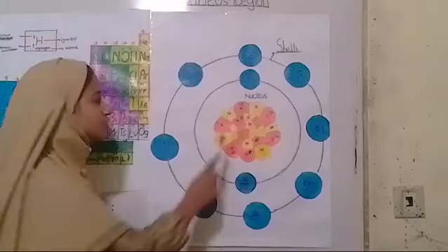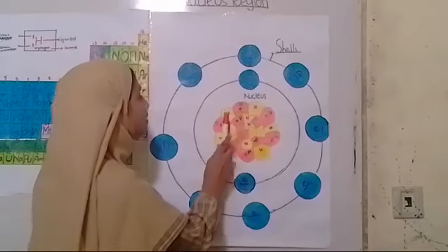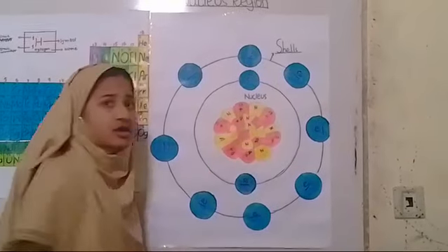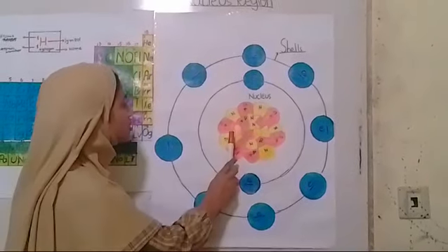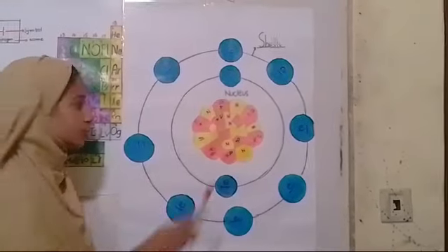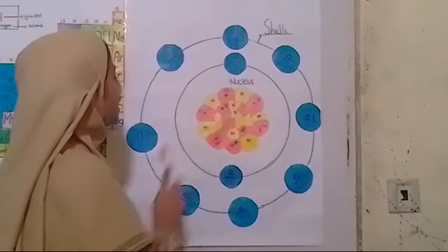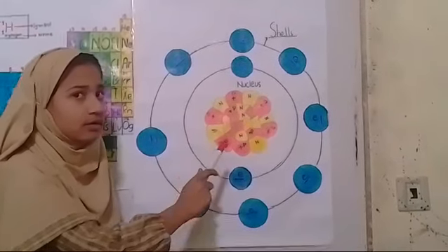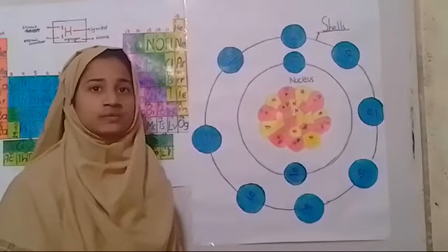And the last is the neutron. The other particles in the nucleus of an atom are neutrons. They are neutral and have no charge. Known as a neutral object.